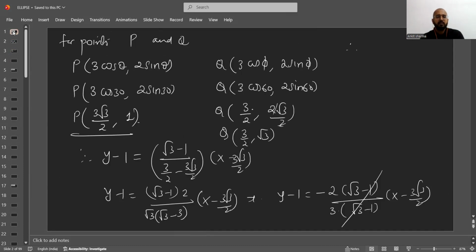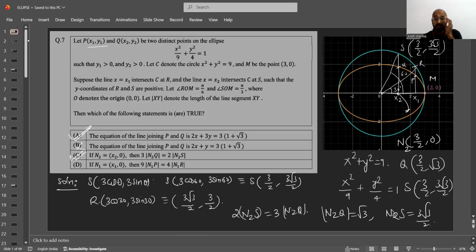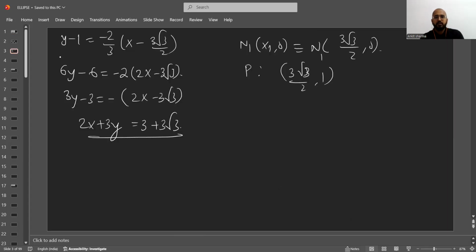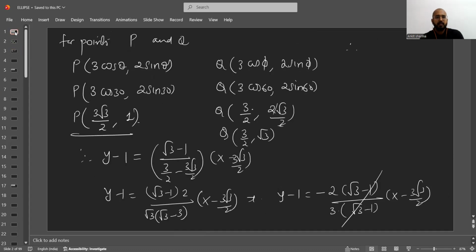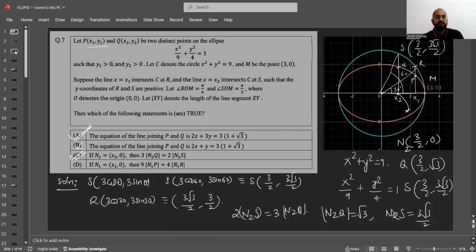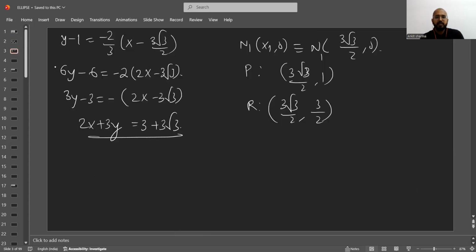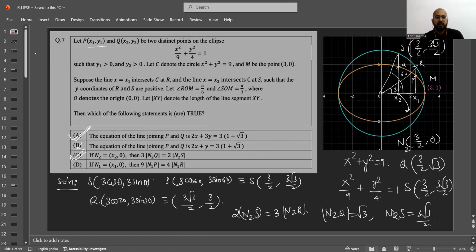And then what is required? R is also required. R is a point on the circle. So R is 3 root 3 by 2 comma 3 by 2. So this is R here. Now what do we need basically? N1P. N1P is nothing but one distance. So N1P is simply just 1, because from here if I just move 1 unit above on the y-axis, I get my distance 1 as N1P. And then N1R.